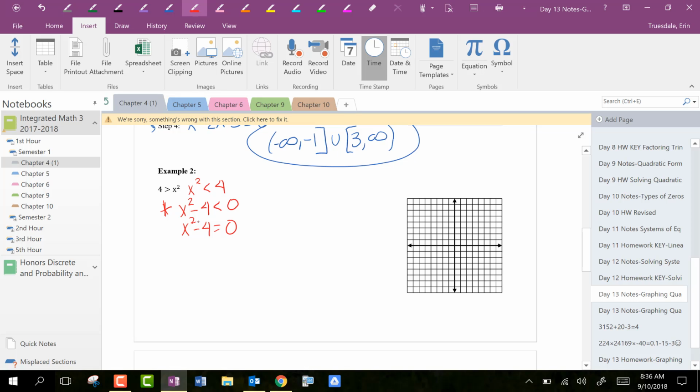What kind of special problem is this? Difference of 2 squares. Very good. Okay, so I need 2 factors. What times itself gives you x squared? X. Then 1 is plus and 1 is minus. What times itself gives you 4? 2. So x minus 2, x plus 2. Then I solve and I get my x's to be at negative 2 and at 2. Doesn't matter what order you have them in. Okay, and I'm going to graph this. So it goes at negative 2 and at 2.